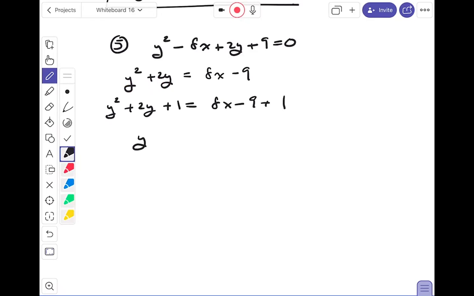Things are looking pretty good. On the left side, I get y plus 1 squared. On the right side, what do I get? Well, let me put it over here. It's 8x minus 8. So it's going to be 8 times x minus 1. So this is definitely an equation of a parabola.